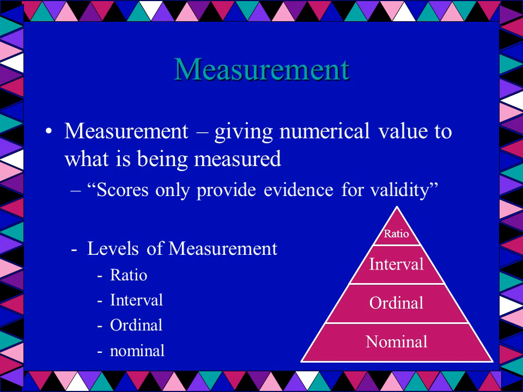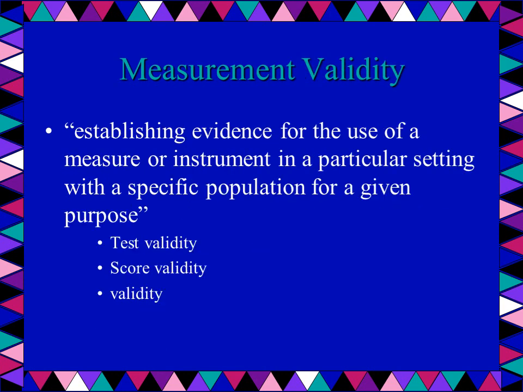Let's combine both validity and measurement and discuss our overall concept, which is measurement validity. According to the authors of Introductory Statistics, measurement validity is establishing evidence for the use of a measure or instrument in a particular setting with a specific population for a given purpose. Measurement validity may also be referred to as test validity, score validity, or just simply validity. This is dependent upon what book you are using.